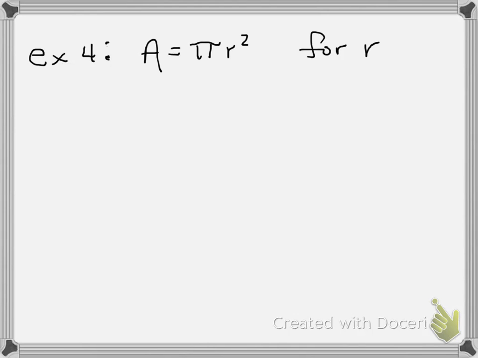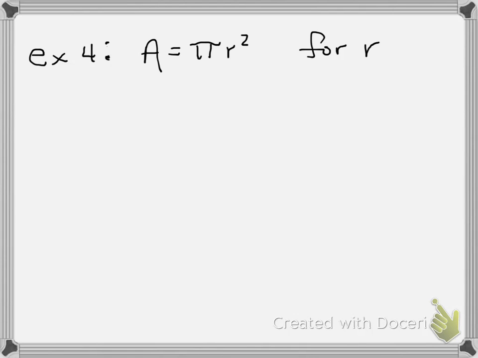Alright, so here's example 4. What variable are we looking for? We're looking for R. So my variable's R. Now wait a minute, I have an R squared here. So we're going to pretend like it's R. Just do the same thing but with R till we get to the end.